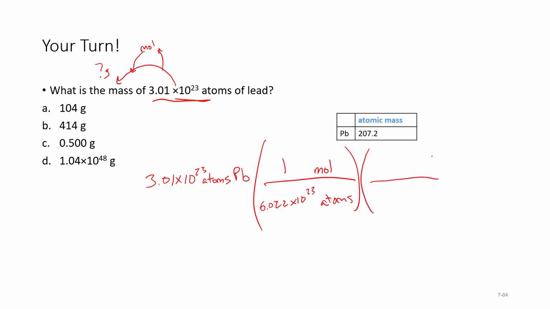So now from moles, we want to get to grams because they're asking for mass. So since moles is on the top, we're going to put moles on the bottom, and we're going to grams. What's our conversion factor here? Well, 1 mole is equal to the mass from the periodic table, 207.2 grams. To get our answer here, we multiply across the top, divide away the bottom, and our answer is 104 grams.